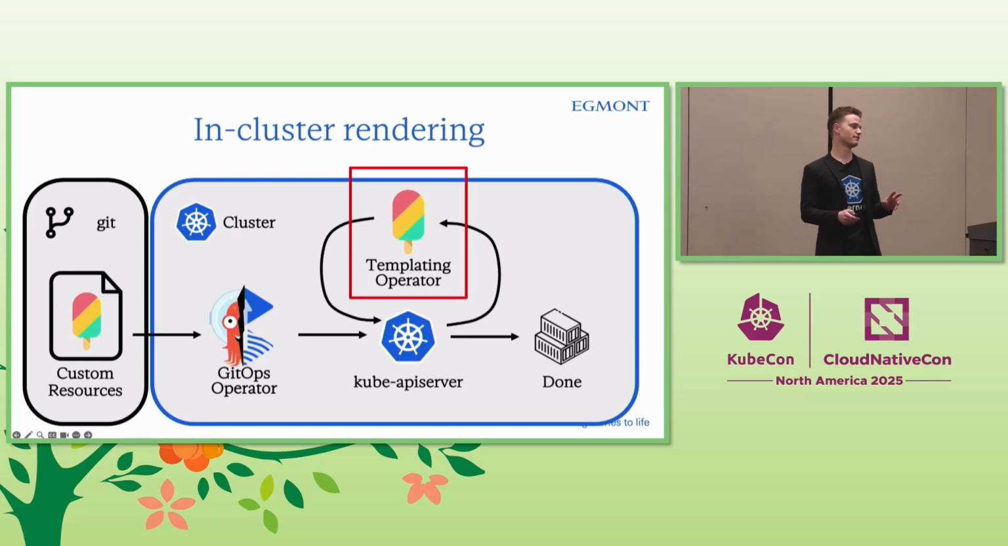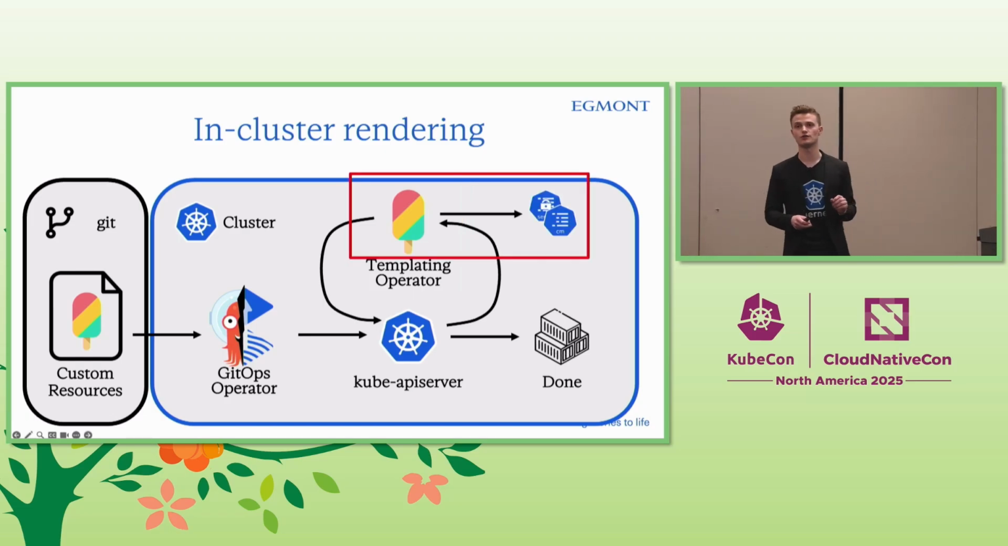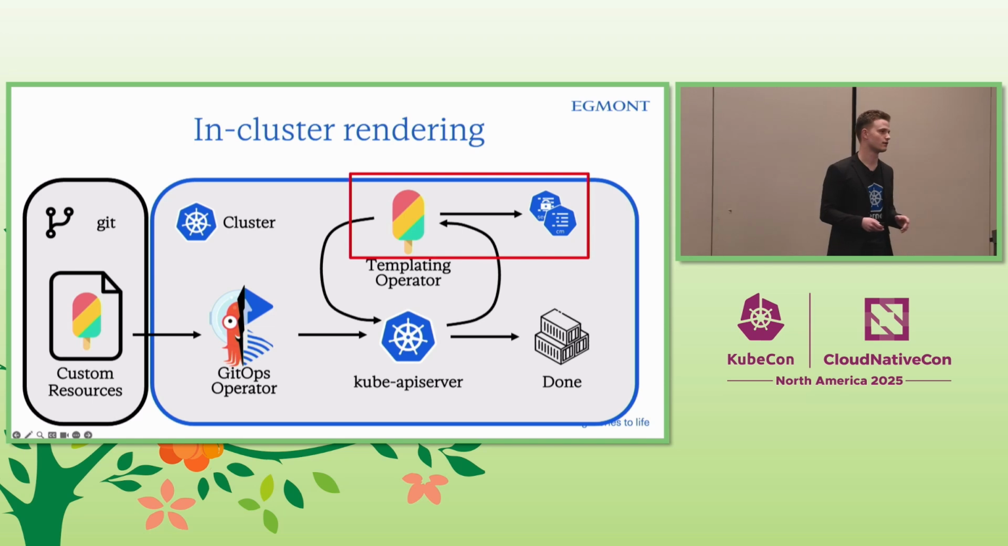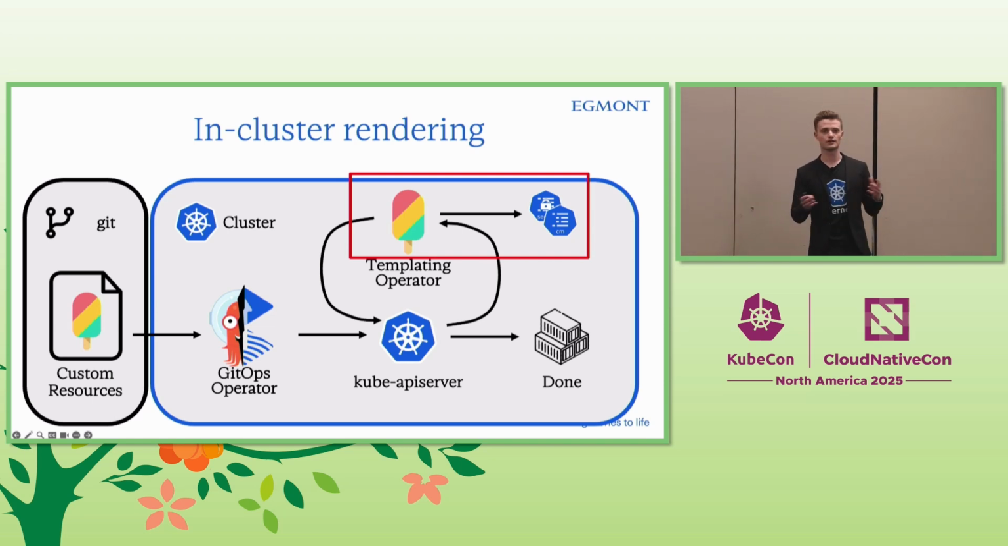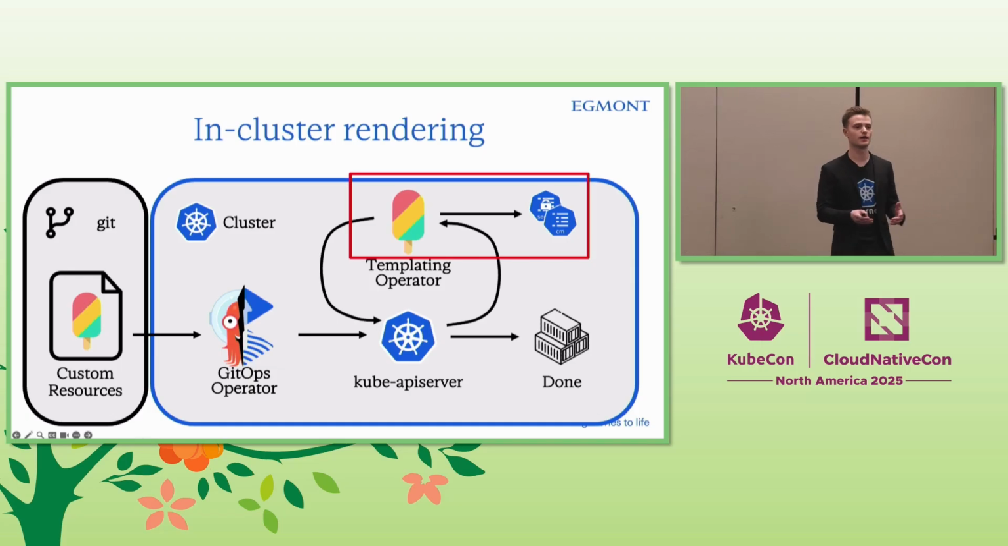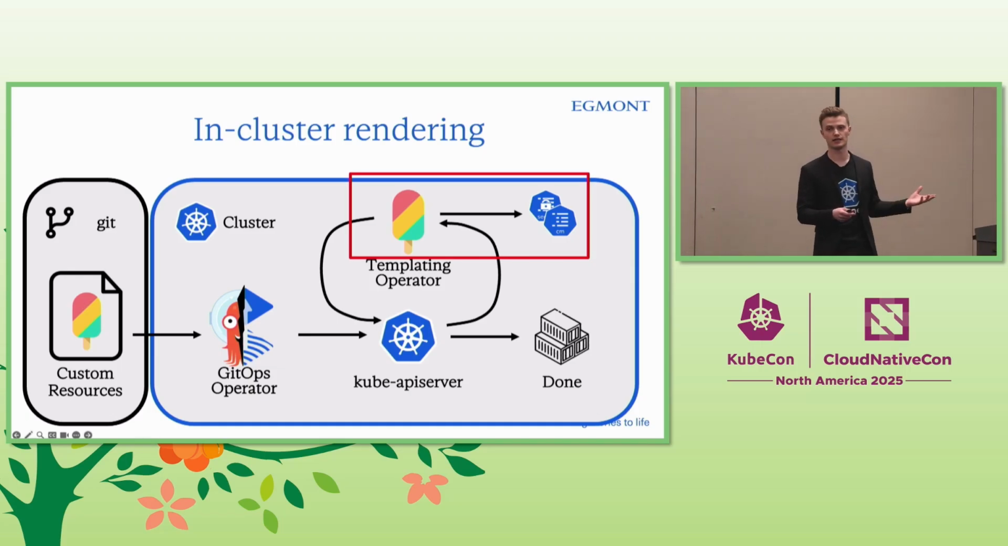This has some other side benefits. For example, that you can base your templates off other resources that exist inside a cluster. So if you like to do templating based on dynamic state inside a cluster, something that is updating, well, then you can do that compared to just comparing it with something that exists statically inside Git.